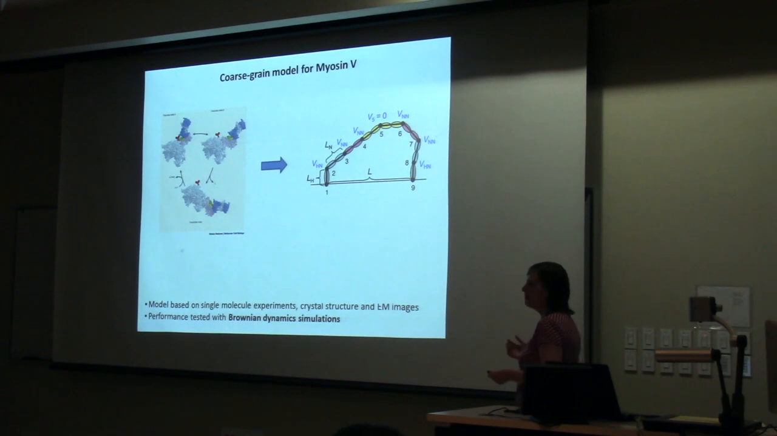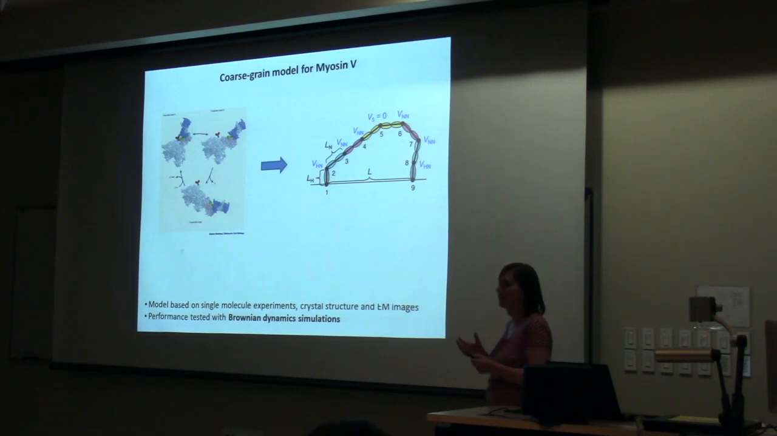So in order to get at some of those physics questions that I was talking about to do with molecular motor transport, we developed a mathematical model for myosin 5 based on some of the things we know about the physical properties of the parts. So we used information from single molecule experiments, crystal structures, and electron microscopy images in order to develop a coarse-grained model where we put in what we thought were maybe the essential physical ingredients.